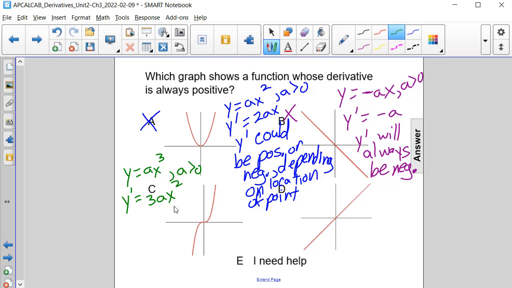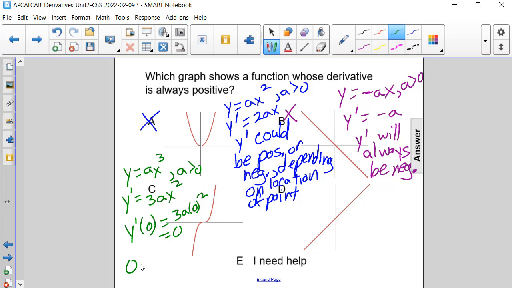Now some may think, well, if I put negative 1 in here, it's going to be a positive. If I put negative 2 in here, it's going to be a positive. If I put positive 3 in here, it'll be positive. So we might think that C is the potential answer here. However, if you put 0 in there, y prime of 0 will equal 3 times a times 0 squared, which is going to be 0.